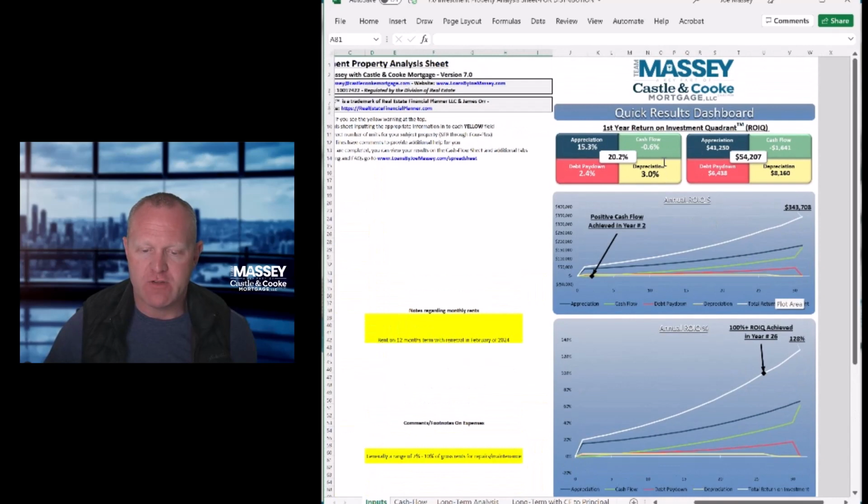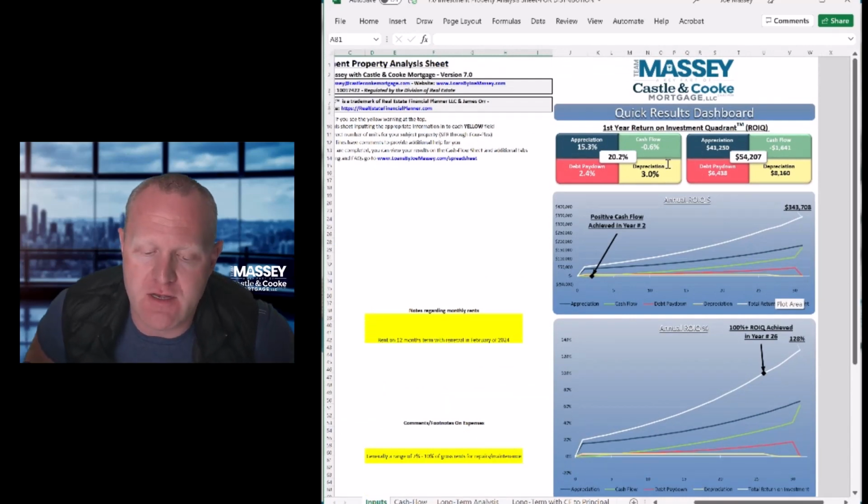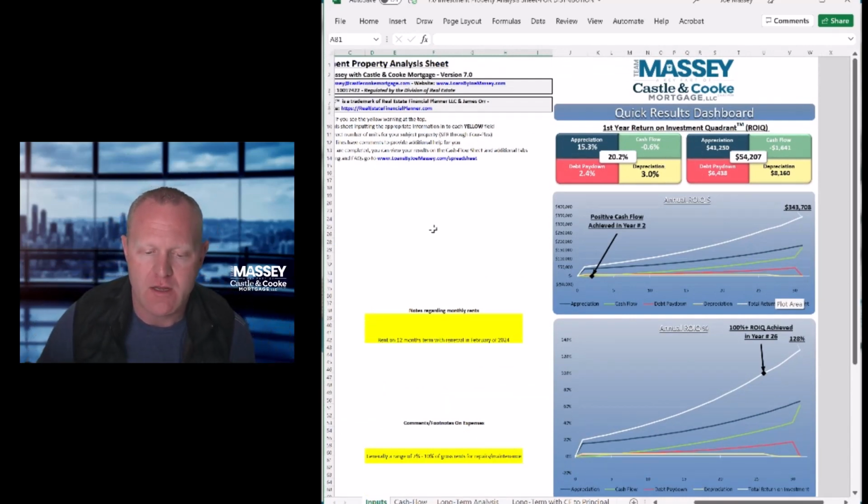So with the information you've input, the return on investment quadrant is now right here on page number 1 based on all of the information that you've input. There's also graphical examples of what you're going to see on this property. So this annual return on investment in dollars, the white line is your total return on investment. That's the return that you're getting every single year. And you see in year number 31, this is now returning $343,000 per year.